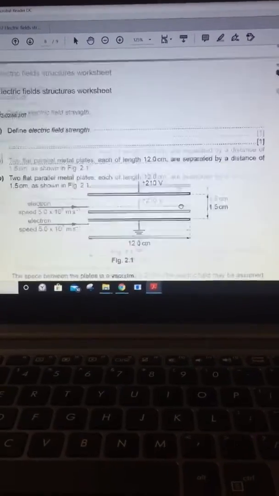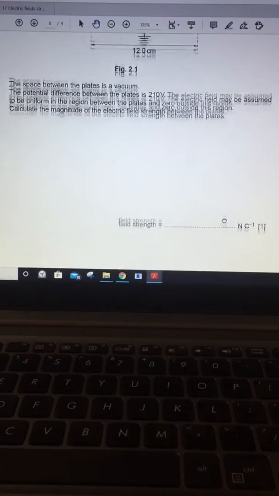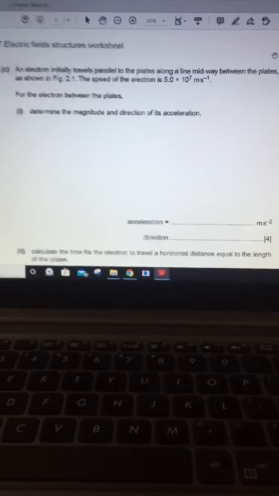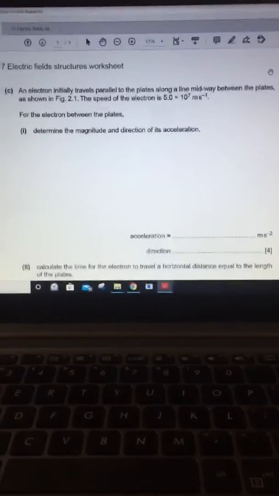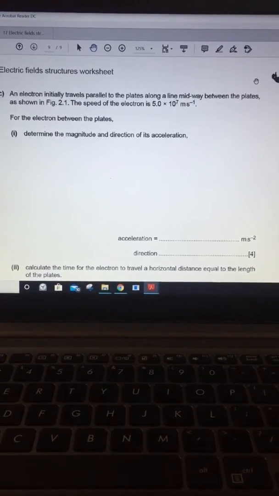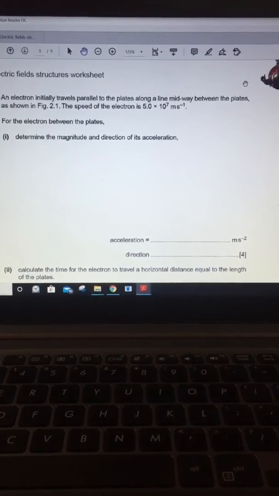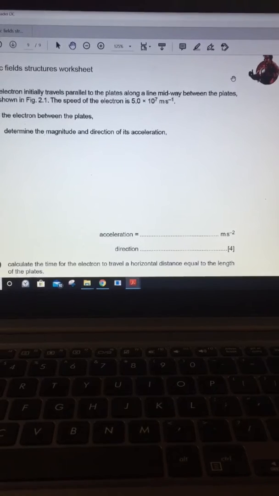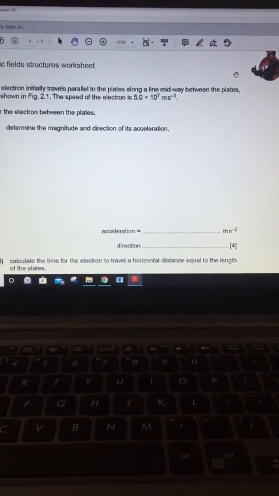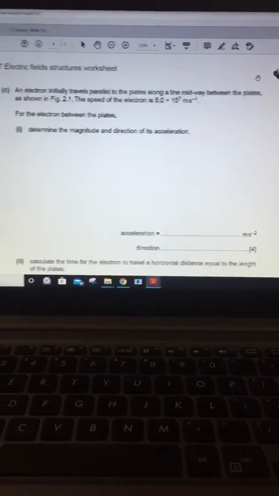Okay, now we are trying to look at the last structure question. The A part and B part are just like the old questions: electrifying, calculating field strength, you can do them. Now the C part: an electron initially travels parallel to the plates along a line midway between the plates, as shown in figure 2.1. The speed of the electron is this much. For the electron between the plates, determine the magnitude and direction of its acceleration.